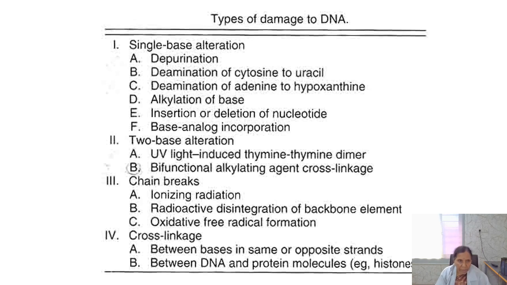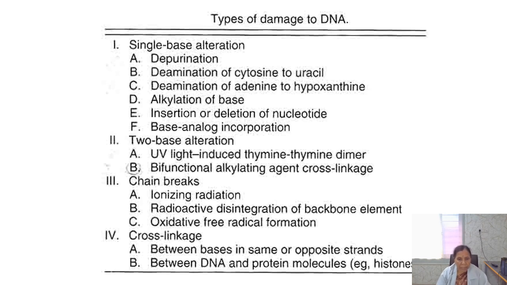The types of damage to the DNA are as follows. One is single base alteration, by depurination and deamination of cytosine to uracil. Next is deamination of adenine to hypoxanthine and alkylation of bases, insertion or deletion of nucleotides, and base analog incorporation. These are the single base alterations. Next is 2 base alteration. In this, UV light induces thymine dimers.